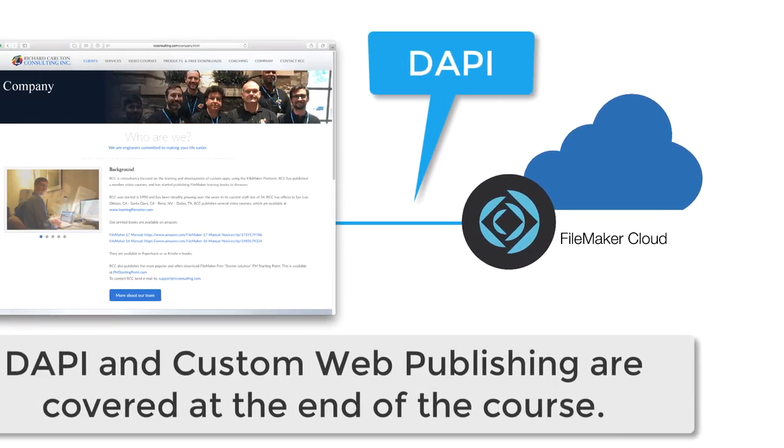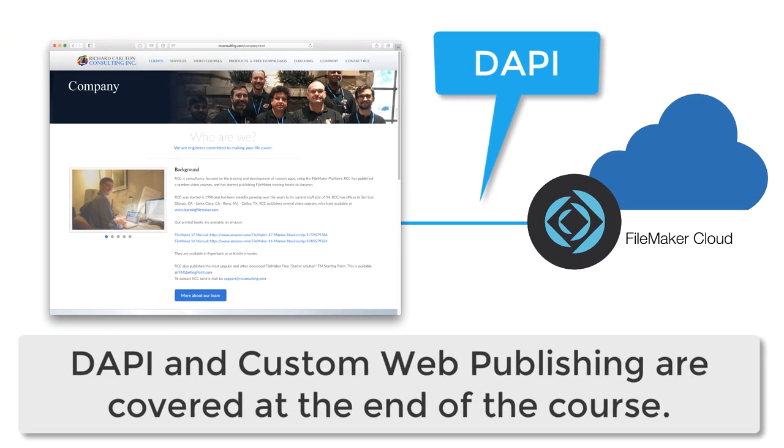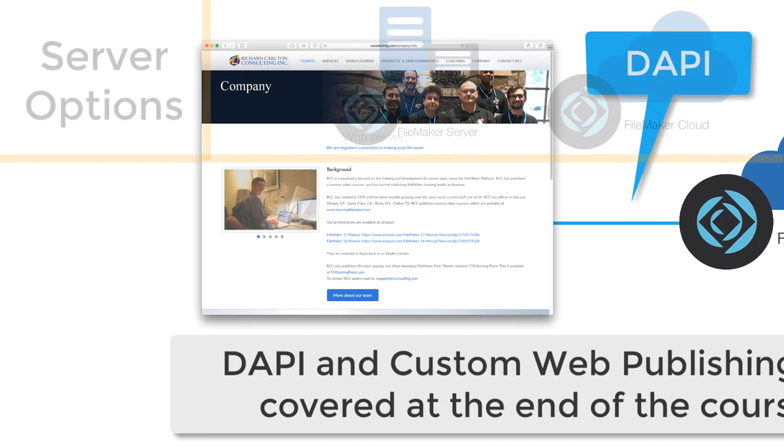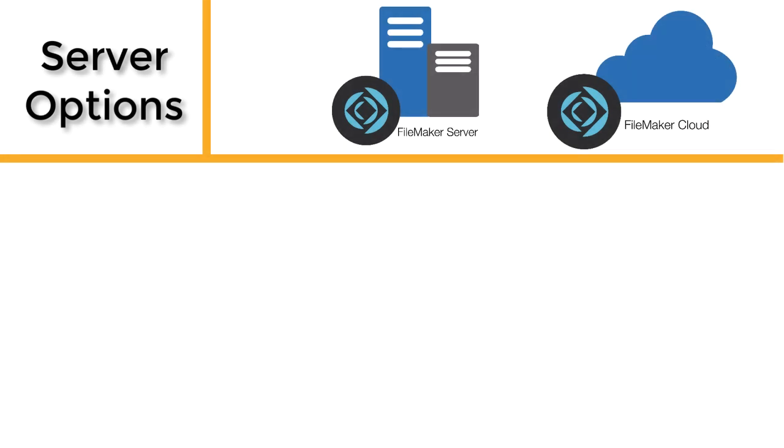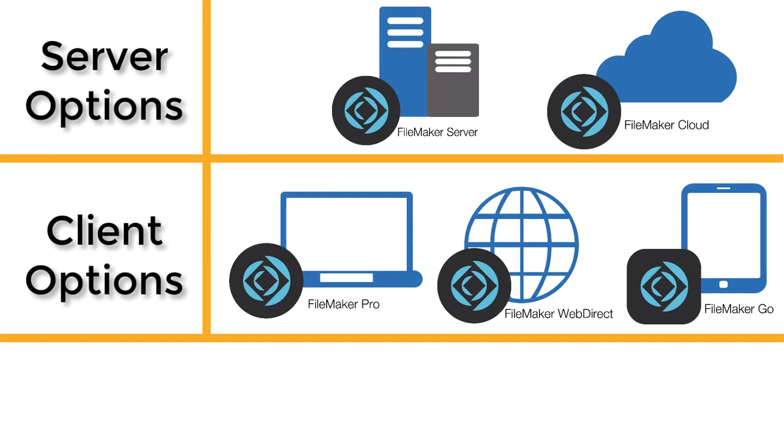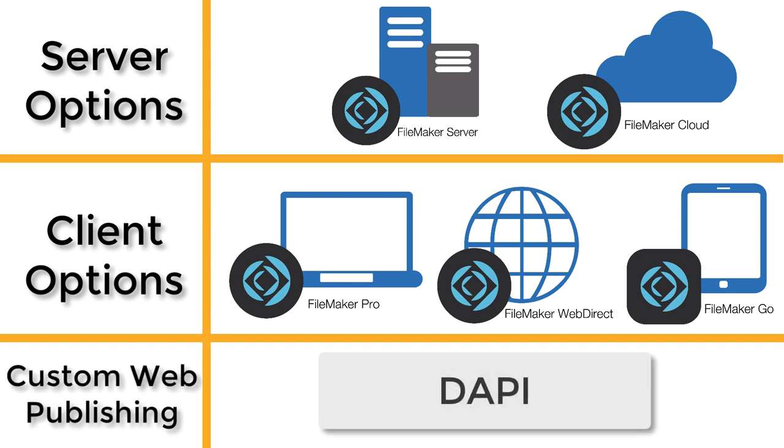Now, we talk about DAPI and custom web publishing later on in this video course. In fact, if you look towards the very end, you'll see an entire section just on that. So in summary, you really have two different server options. You have three different client options. And then you have one custom web publishing option for public-facing access to a FileMaker solution.